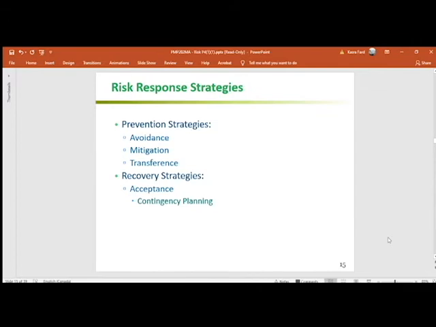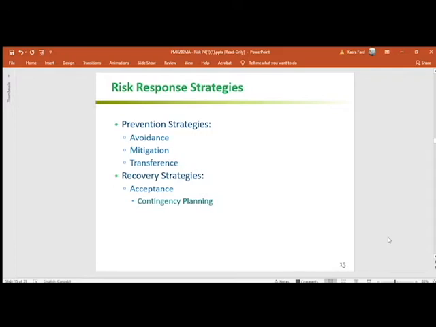So what are the prevention strategies? The prevention strategies are avoidance, mitigation, and transference. And the recovery strategy is acceptance and, of course, contingency planning as part of that. So what are risk response strategies? The risk response strategies for prevention and recovery are different. So for prevention strategies, we have avoidance, mitigation, and transference.